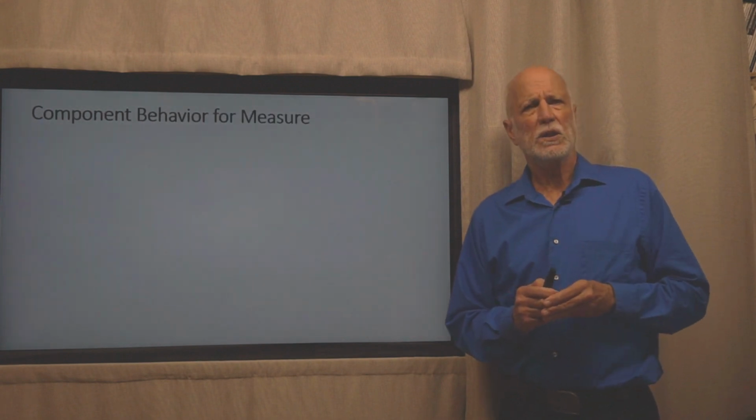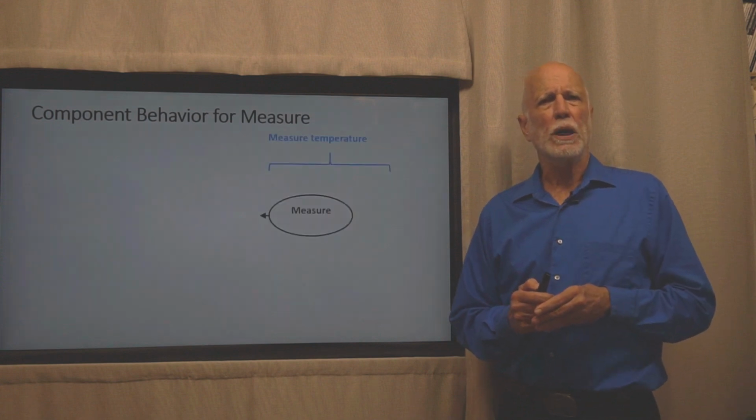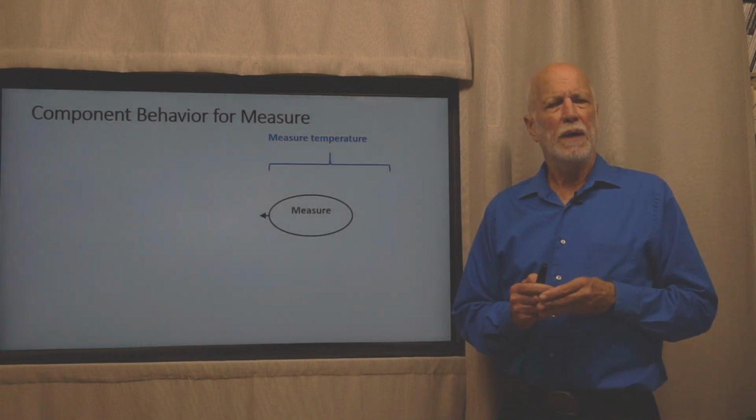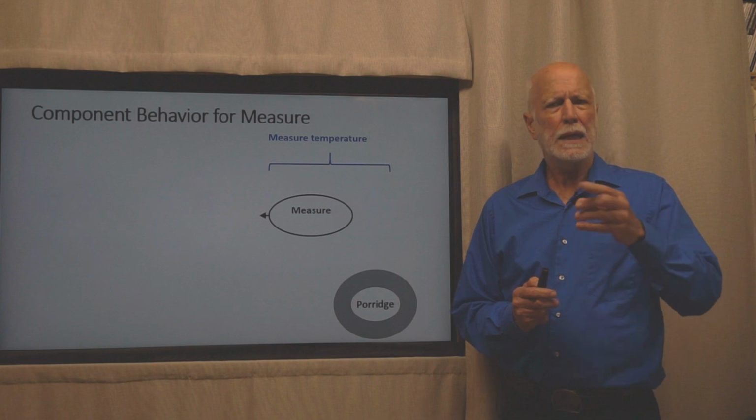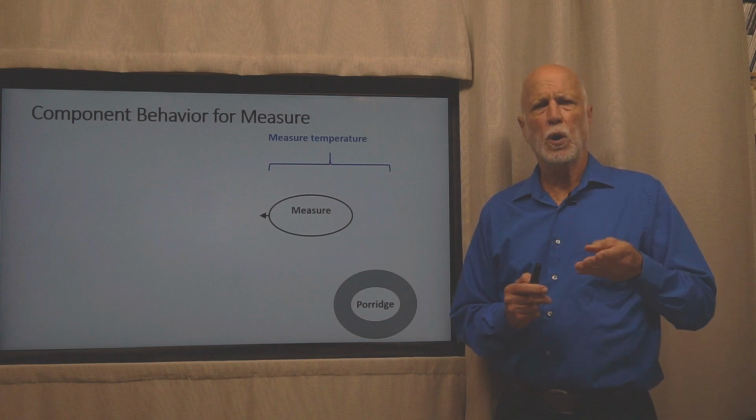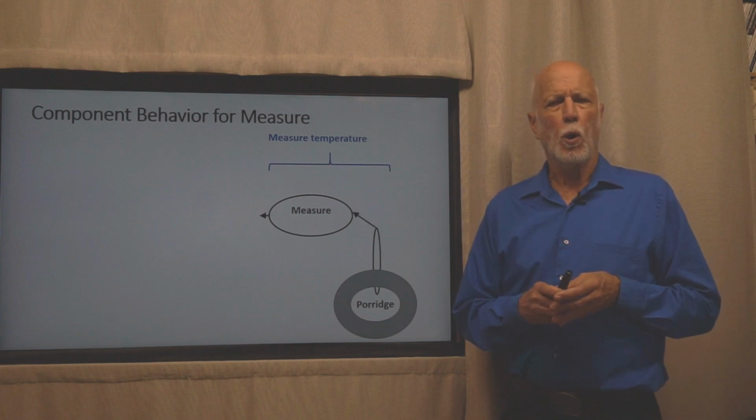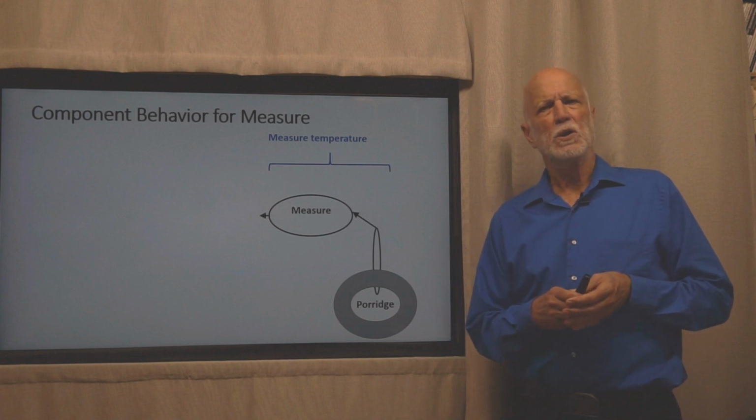We've got one last component, that measure component. Now it's going to measure the temperature, and it's going to have some sort of a probe that it will stick into the porridge so that we can measure what the temperature of the porridge is.